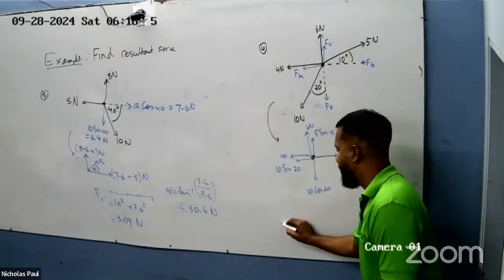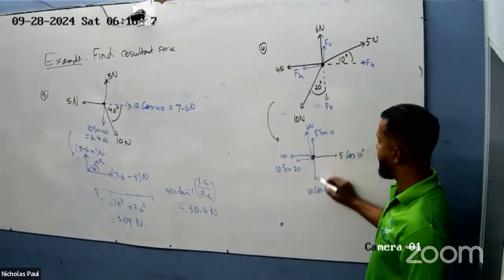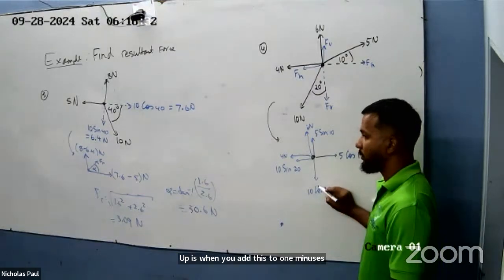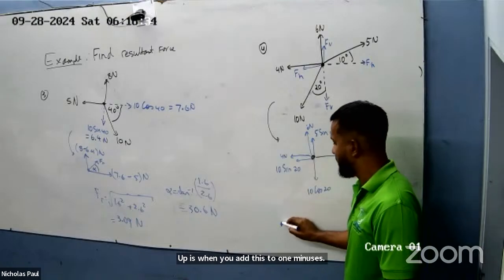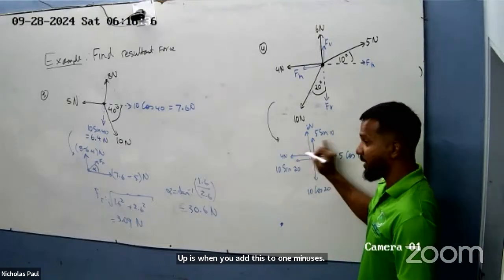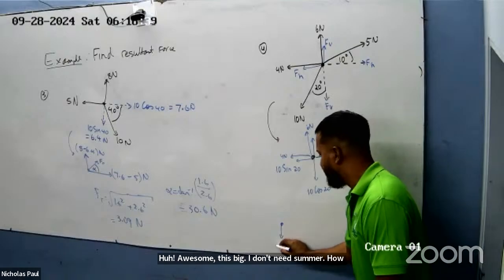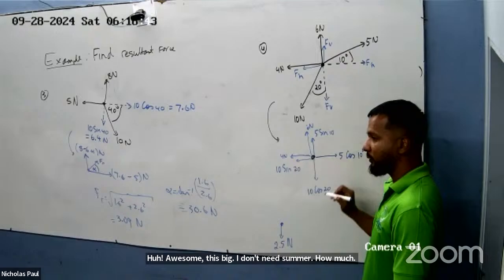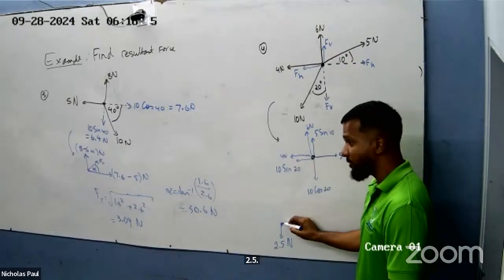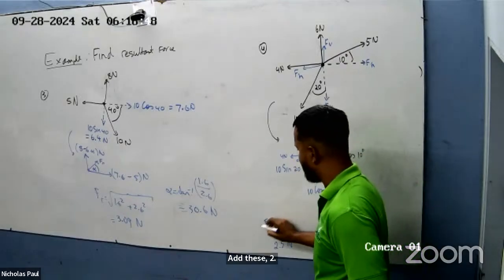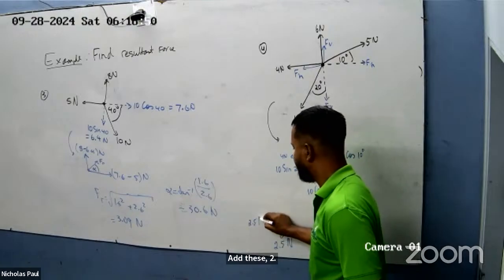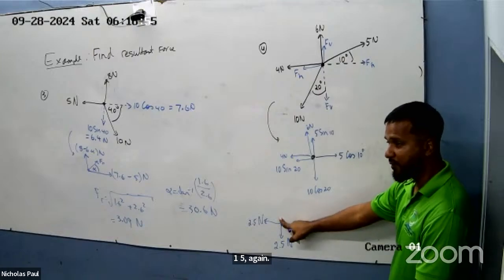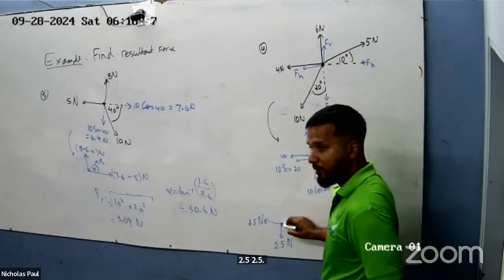Just help me out here now, please. When you add these 2 and minus like that, how much? 2.5. 2.5. Add these 2. 0.5 again. Anybody else get that? 2.5. Yeah. So your resultant.